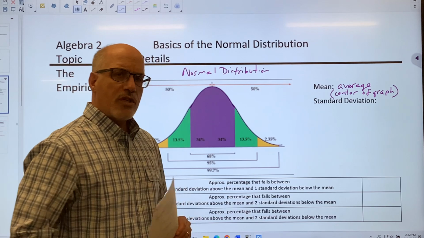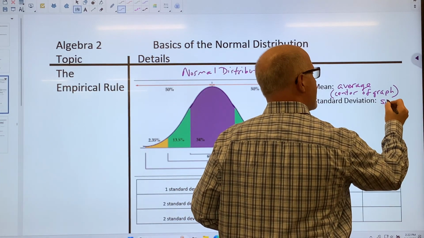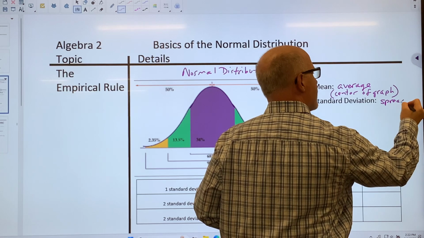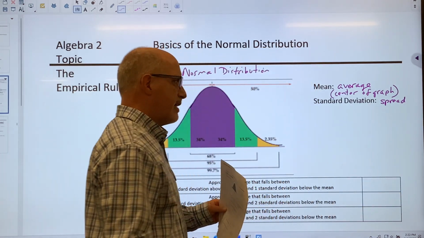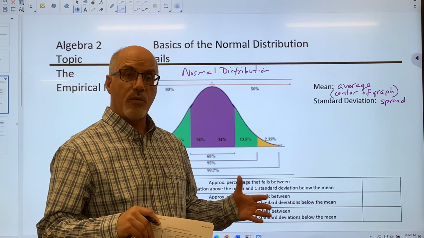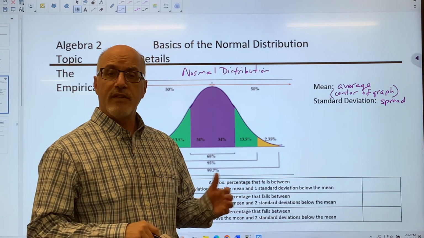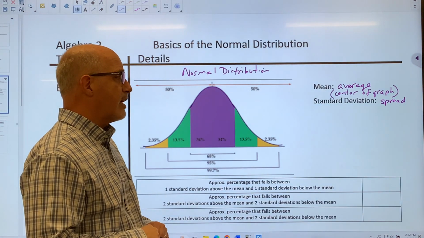And this is the center of the graph. And then we usually measure the spread of the graph, or how wide it is, using what's called the standard deviation. Now, actually calculating the standard deviation is outside the scope of what we're doing here. We're going to rely on the calculator. We're given information to give us the standard deviation.